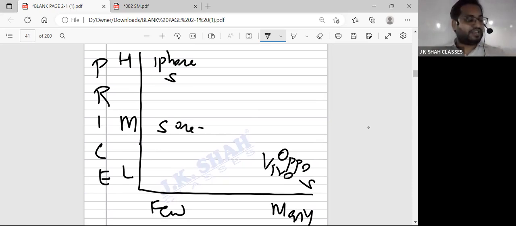OnePlus generally comes here. Correct me if I'm wrong. OnePlus comes under the middle category, few models. They don't give much option at one time. I may be wrong. Correct me if I'm wrong. You all understood this? We are assigning the firms based on the graph.